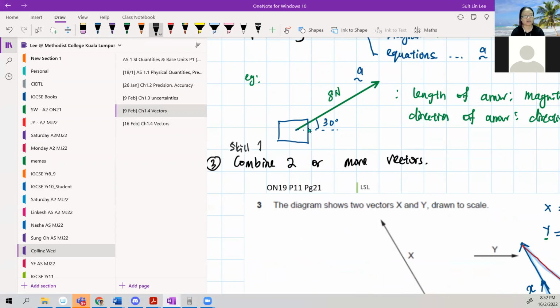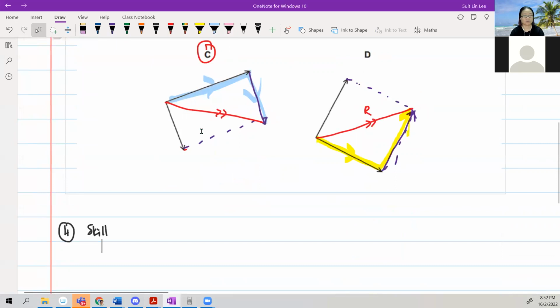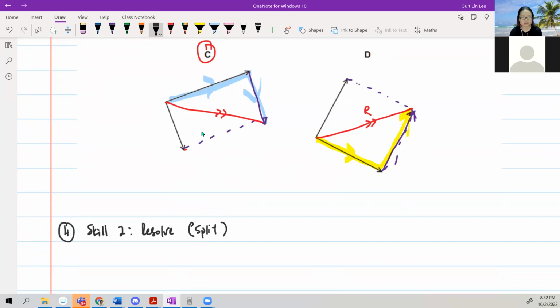Combine 2 or more vectors. And we're going to now look at skill 2, because sometimes we want to resolve or split. So I'm going to put split in bracket, because it's not like the original term, to split vectors.